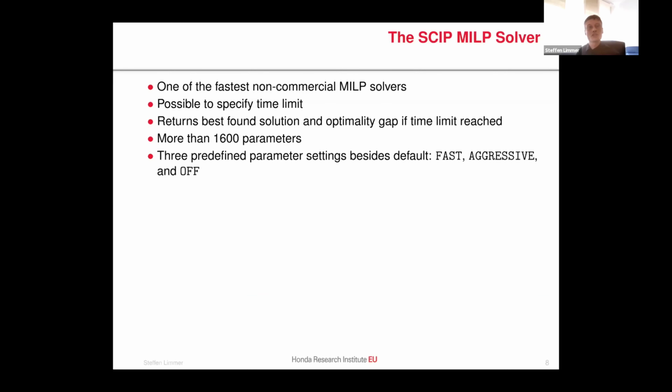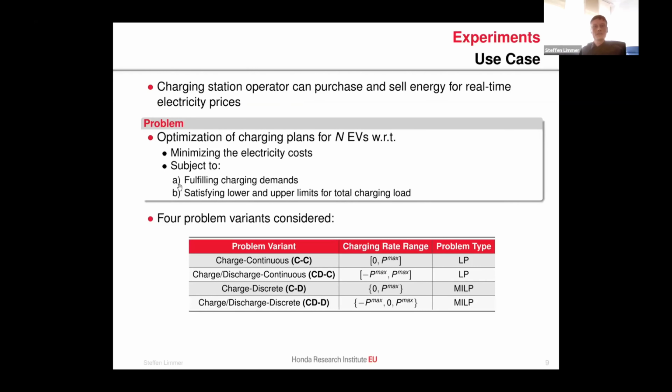And as already mentioned, SCIP has a lot of parameters, more than 1,600 parameters. And in addition to the default setting of the parameters, it provides 3 further predefined parameter settings called fast, aggressive, and off. And in experiments, we tuned the parameters of SCIP in order to speed up the EV charging scheduling.